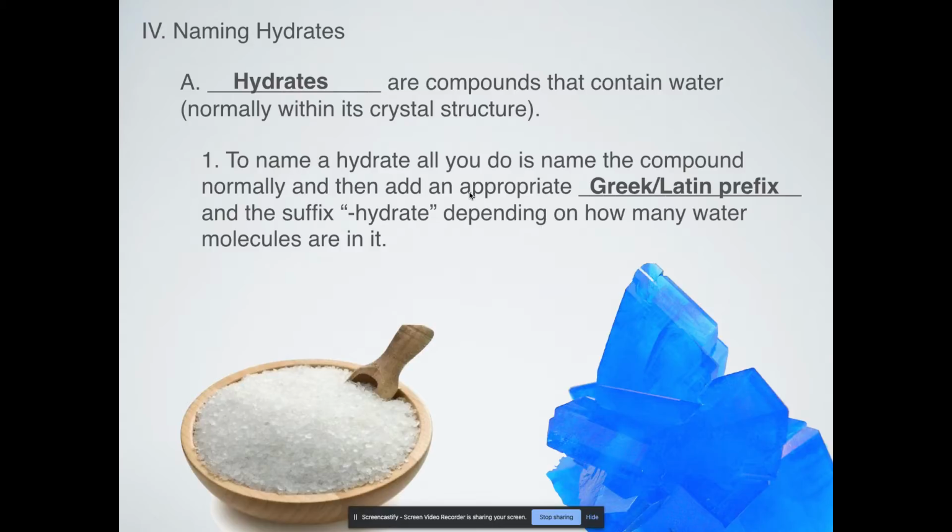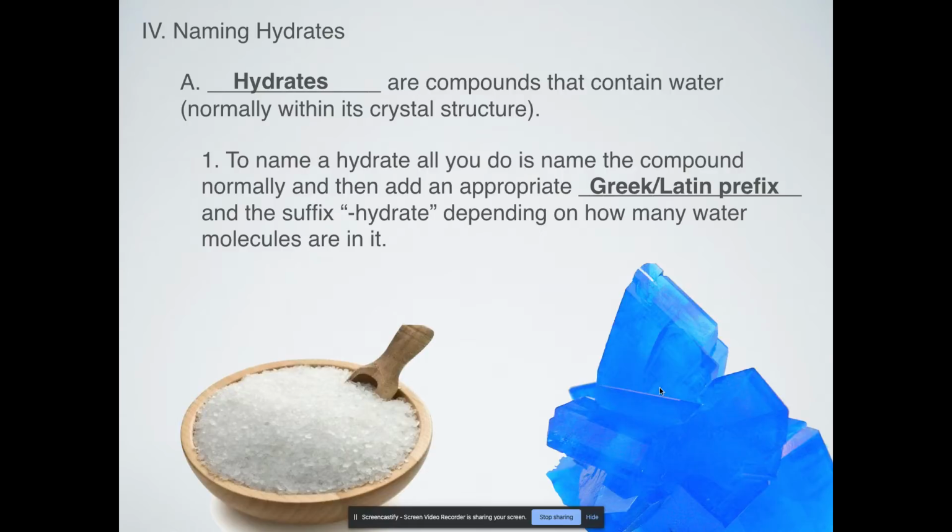So the way that we're going to do this is we're going to use the molecule prefixes that we had to represent the hydrated part. Just like you heard me say pentahydrate, you could have monohydrate if there was 1, or dihydrate if there was 2, or trihydrate if there was 3. So that's the only difference, adding the word hydrate at the end and then telling us how many water molecules there are inside of it.